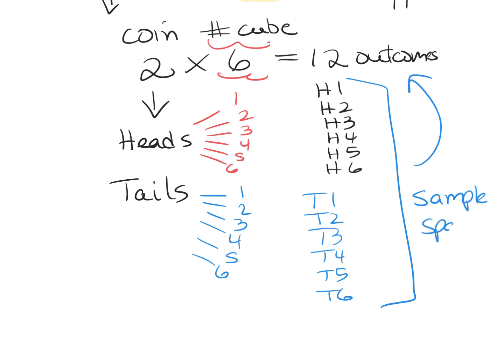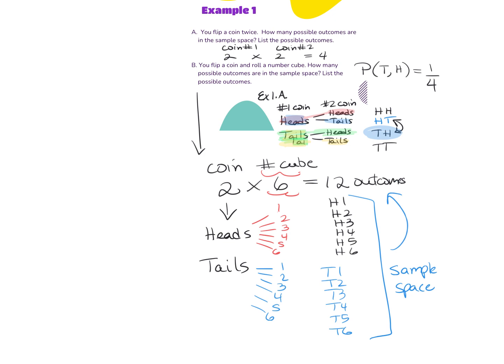So the sample space is a list of all the combinations. When you get to the probability questions, you will need to list out the sample space in order to answer the questions. Let's go ahead and talk about the probability of an event.